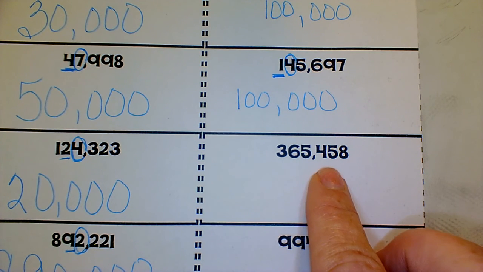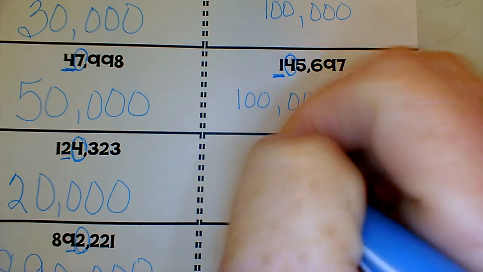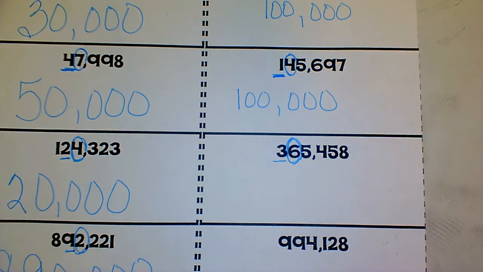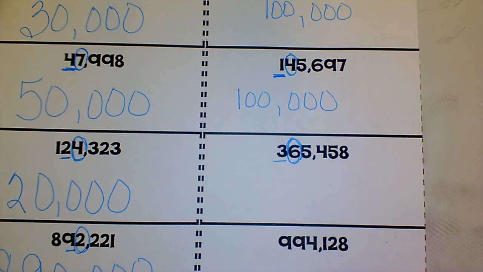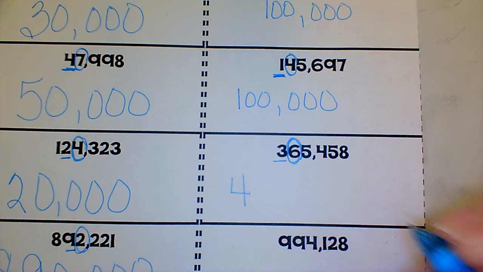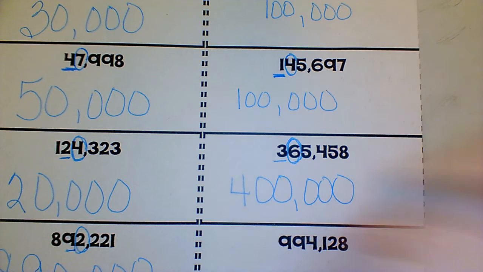Okay? How about this next number, 365,458? What digit do I underline, Blaine? The 3, and you circle the 6. Okay? Harley, what is the 6 telling us to do with the 3? Add 1 more. So we change the 3 to a what, class? A 4. And everything else becomes a 0.